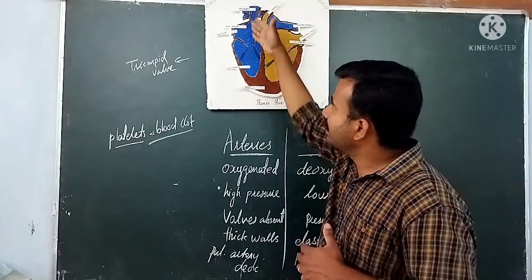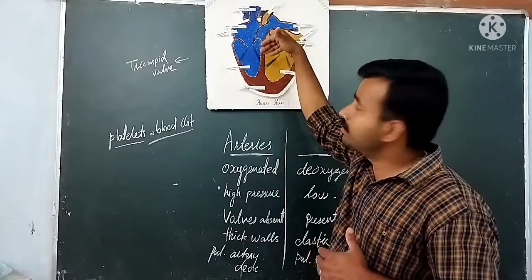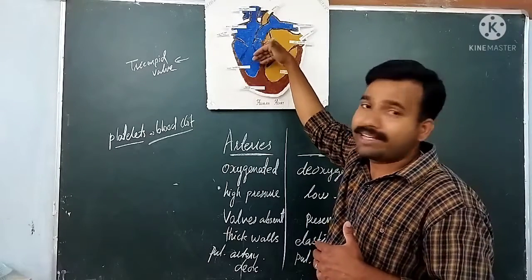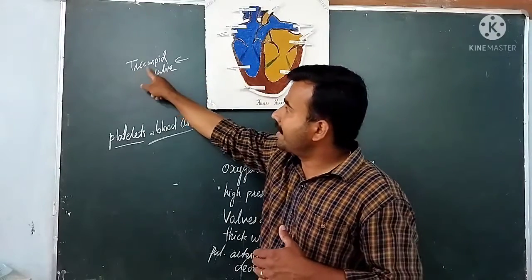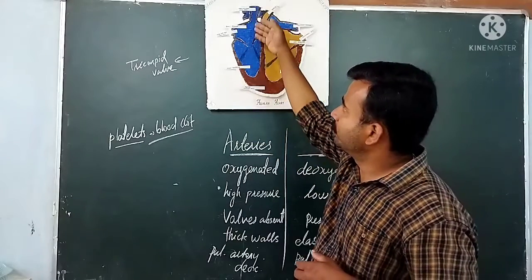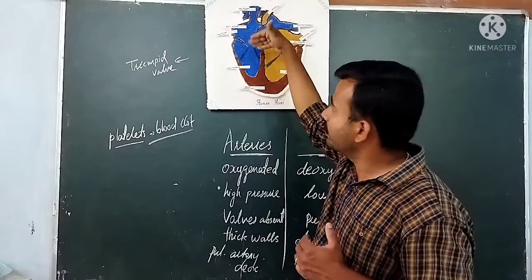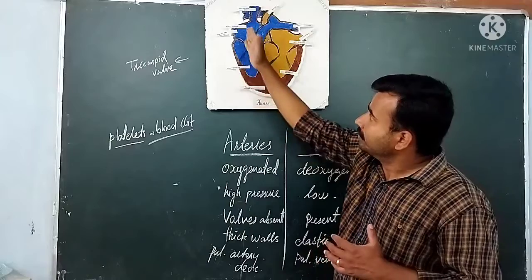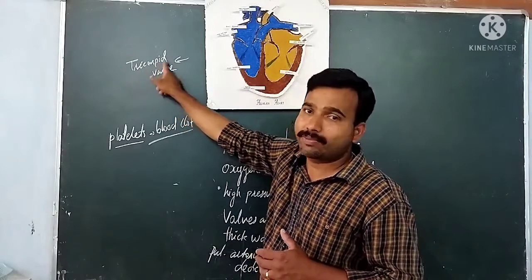There is a link so that blood can flow from atrium to ventricle. Here, between the right atrium and right ventricle, the blood flow is regulated using the tricuspid valve. A valve is present over here, through which the blood can flow from the right atrium into the right ventricle. This flow is regulated by a valve known as the tricuspid valve.